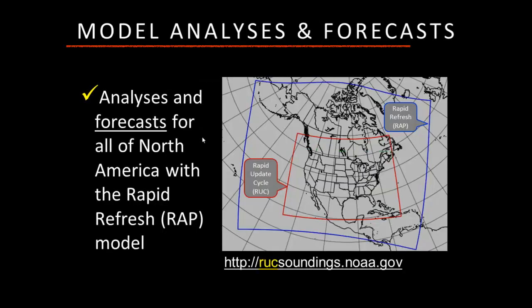So now we turn to model analyses and forecast. The analysis is the initial condition of the forecast model. A forecast model is a computer program that predicts the weather. And you can see for North America, we have this rapid refresh model, which has a pretty large domain covering all of North America. And the predecessor to that was the rapid update cycle, and that's where the RUC comes from. When this program from NOAA was first launched, that was the model of choice, the rapid update cycle. And you can see that was a lot smaller area. So they've actually improved by now using a much larger domain. And of course, with the GFS, you can actually do a world domain.